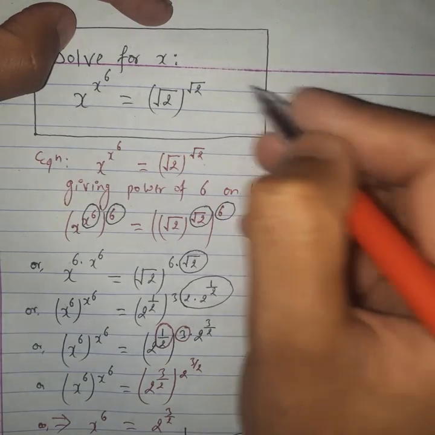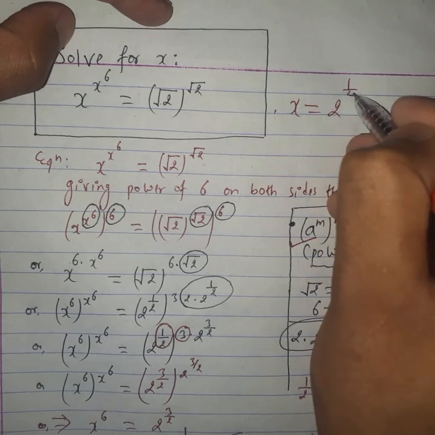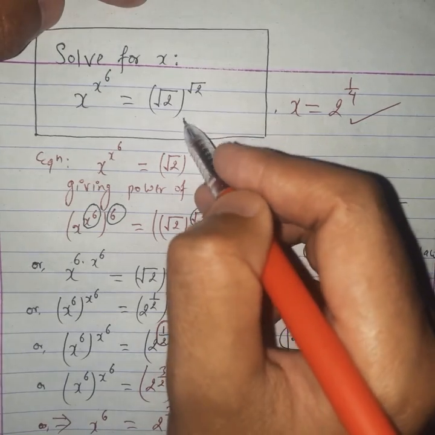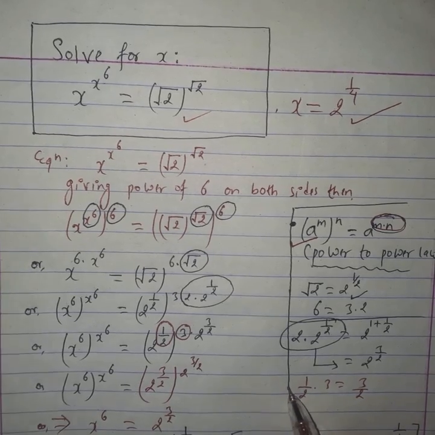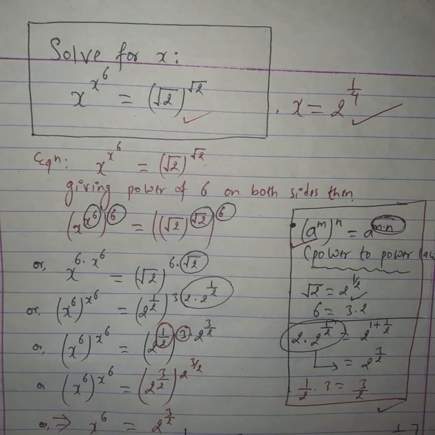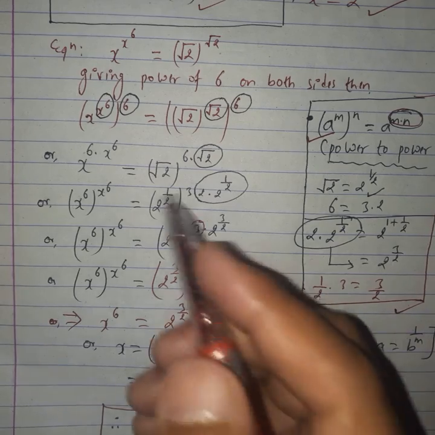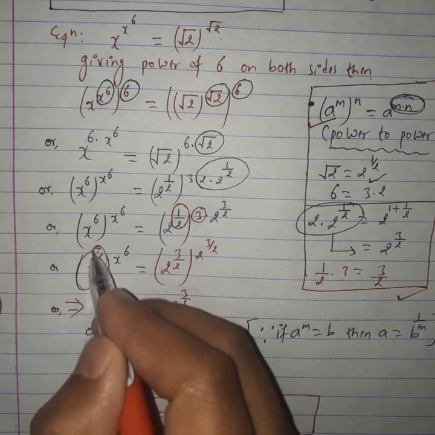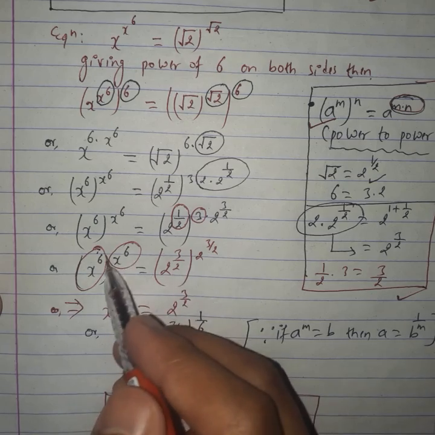In this equation the value of x obtained is 2 raised to the power of 1 over 4. If we substitute this, then the result will be this. This is the final solution for this particular question. This problem looks very complicated, but it is very easy. The main agenda of this question is making the base and the power the same. We have to make the base and the power the same.